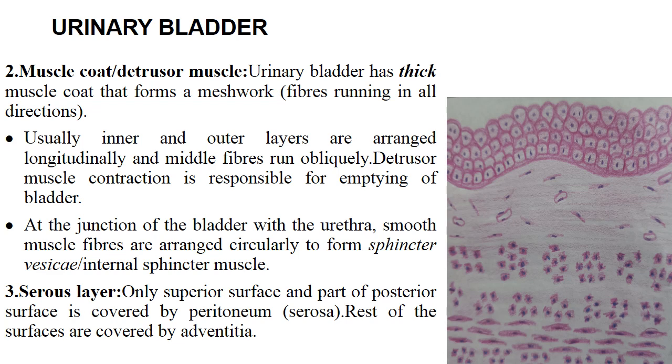At the junction of the bladder with urethra, the smooth muscle fibers are arranged circularly to form sphincter vesicae or internal sphincter. Then the third layer is serous layer. Only the superior surface and a part of posterior surface is covered by peritoneum or serosa, and the rest of the surface is covered by adventitia.